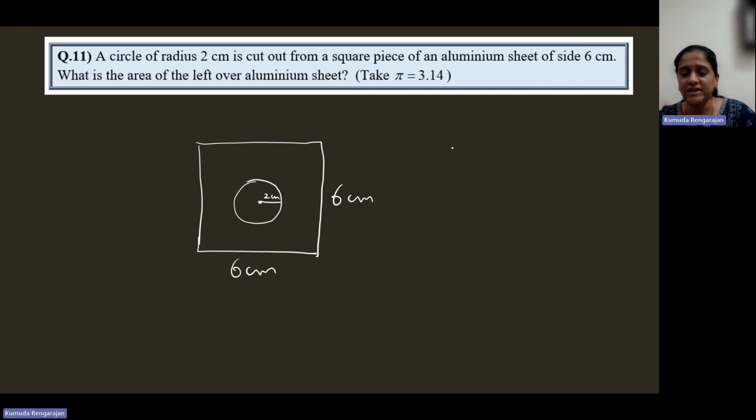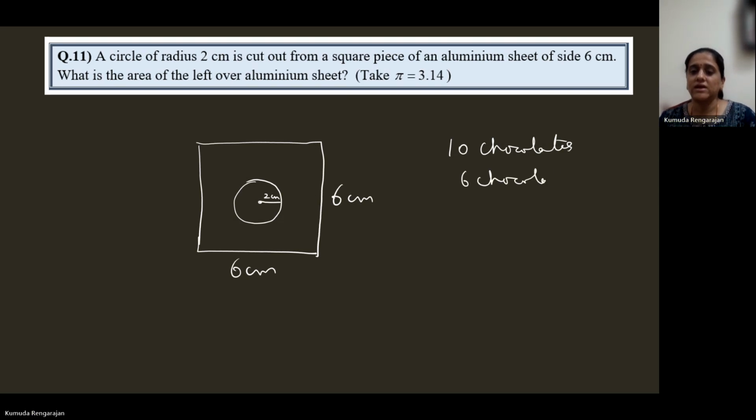It's like the square is 10 chocolates. The circle is like 6 chocolates. How many do you have? 10. And how much did you eat? 6. So what is remaining? 4. 10 minus 6, 4.